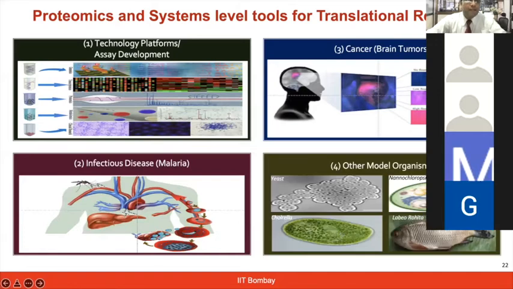My lab works essentially in the broad area of proteomics and systems biology to look at how to do various translation for different diseases. While we are quite keen on developing technology platforms and new test and assay development, primarily the lab looks into two major biology or clinical projects: on infectious disease, especially malaria and now COVID-19, and on cancer, especially brain tumors. And then, given that we have the National Proteomics Facility, many other model organisms from collaborators are also being studied.